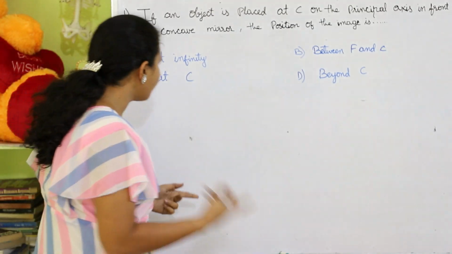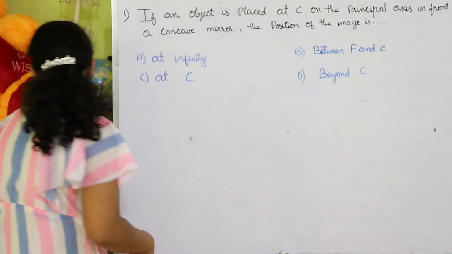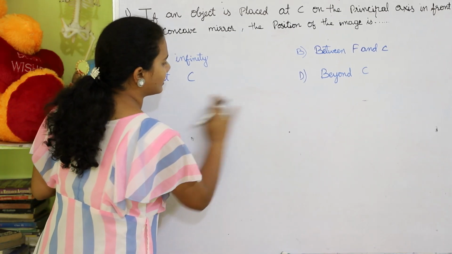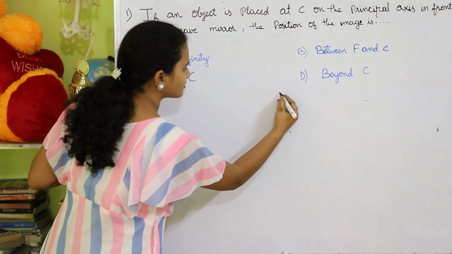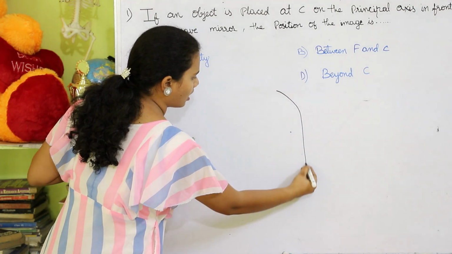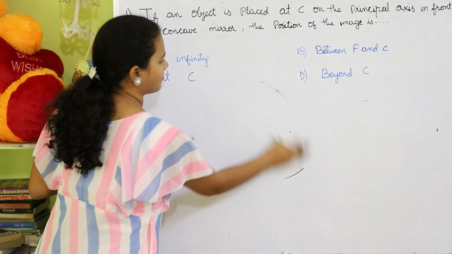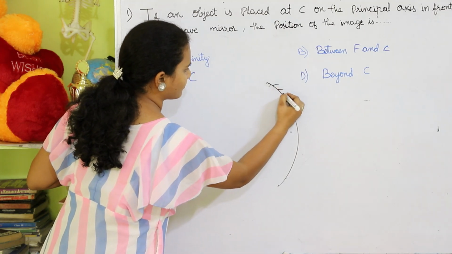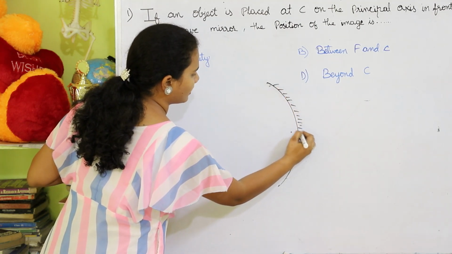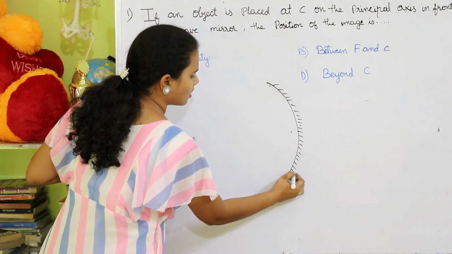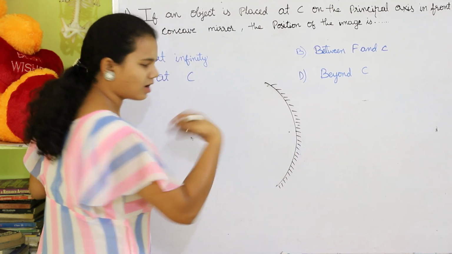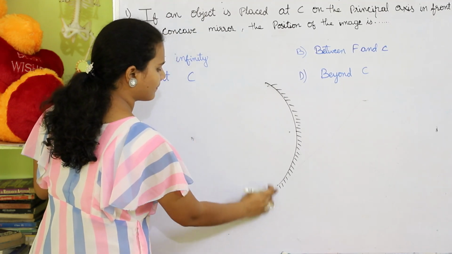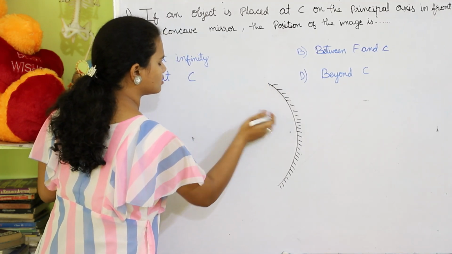First, let's draw the diagram, and by drawing the diagram, let's try to understand it. So here you will have a concave mirror. They asked to draw a concave mirror. So let's imagine this as a concave mirror, okay? Here I have the concave mirror, where I made a silver coating at the outer end. Okay, this is the concave mirror.